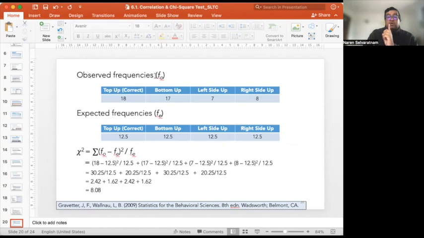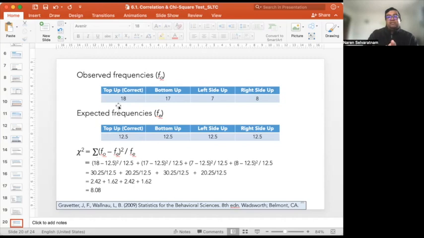Now you need to have your observed frequency as well. You are expecting 12.5, but when you collected data, you actually observed 18 here, 17 here, 7 and 8 here. So nothing is at the expected level. For that, we can do the chi-square test statistic. This is the formula: sigma of observed frequency minus expected frequency, squared, divided by expected frequency.